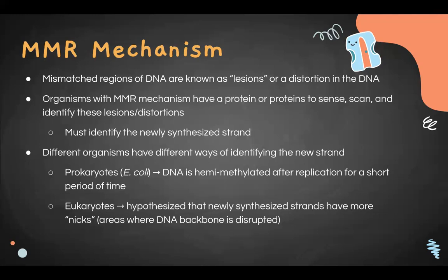So when this mechanism goes to look for these lesions or distortions, it's going to scan through, and when it finds one, it's going to say, okay, there's a mismatch here. Which side has methyl groups? And the side that does not have methyl groups is the one that has the incorrect nucleotide and needs to be replaced to match the methylated parent strand's nucleotides.